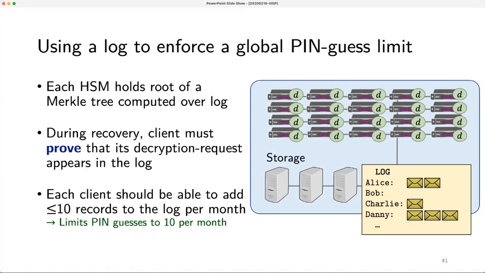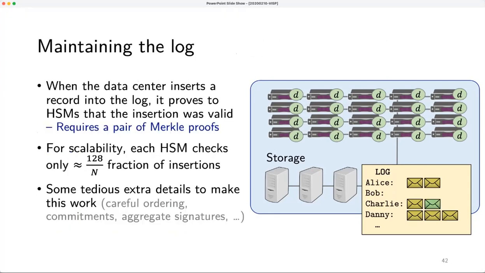Now this works, except we need to figure out a way to maintain the log even if the data center is corrupt. Essentially the way we do this is we have the HSMs check the work of the data center. When the data center inserts a record into this log and gives the HSMs the root of the new Merkle tree computed over the new log, it has to prove to the HSMs that it didn't insert too many records for any user into the log. I'm not going to go into the details of how this works, but you can do it with a handful of Merkle proofs.